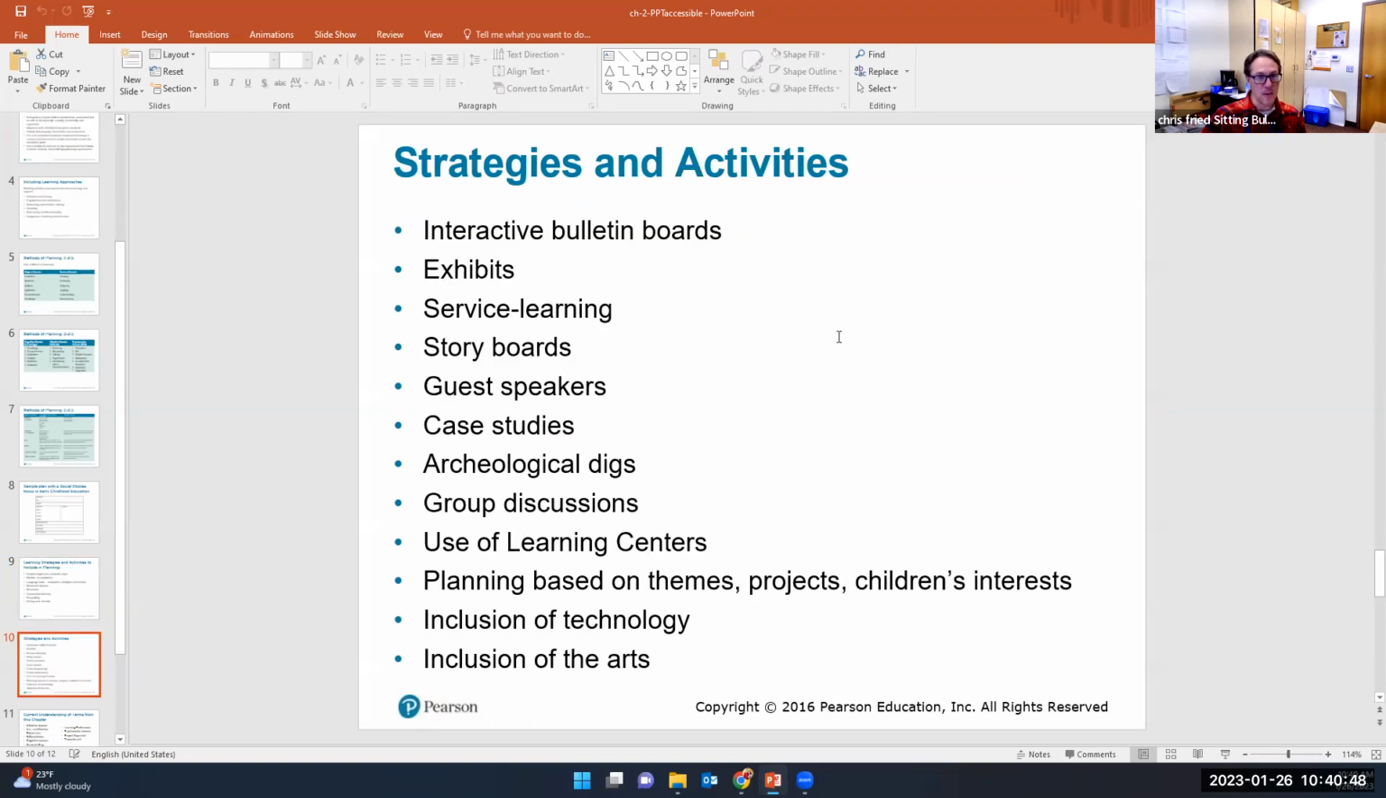Some more strategies and activities in regards to things that you might be looking at with social studies. Interactive bulletin boards. So that would be something where kids can be engaged, on the bulletin boards on the wall. Besides just looking at it, what are some activities or things that you can do to have your students interactive in that? If they're adding things to your bulletin board, they're taking things off and they're doing some scavenger hunts or different components with that. So interactive bulletin board is one way.